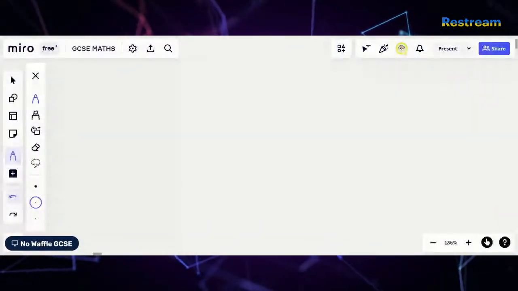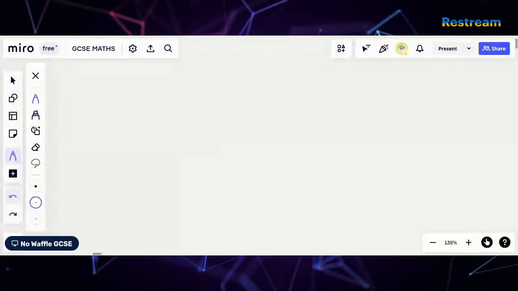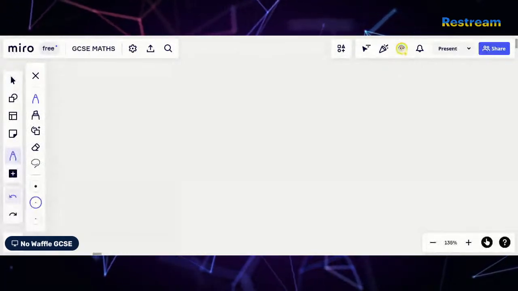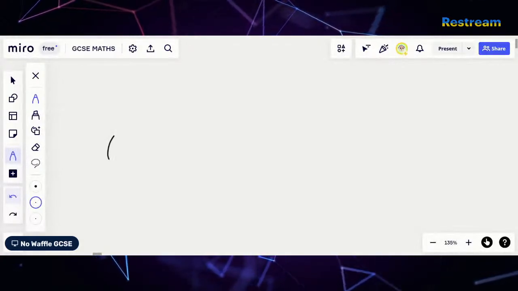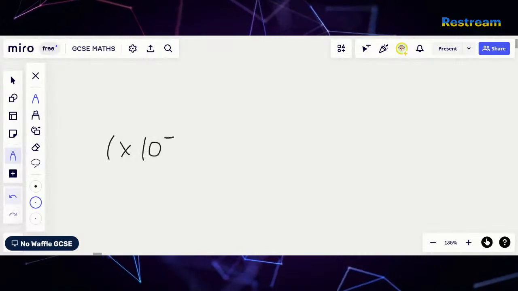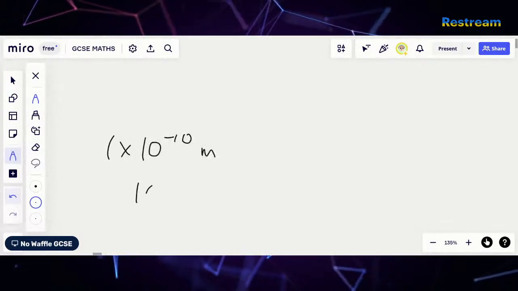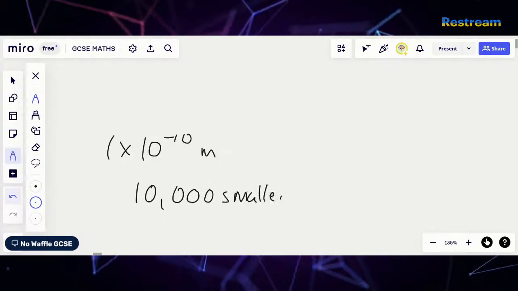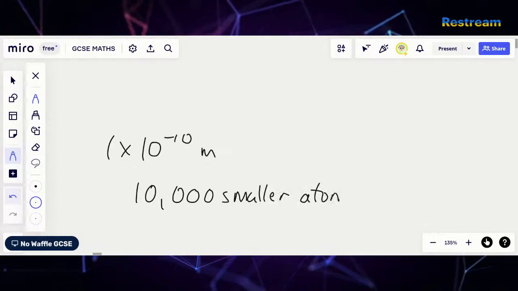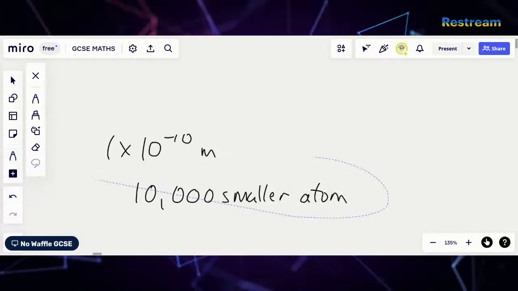Atomic structure. So just some key facts that you may need to know. The radius of an atom is 1 times 10 to the power of minus 10 meters. That's the radius of an atom. But the radius of a nucleus is 10,000 times smaller than that of an atom. What this is just trying to tell you is how small the nucleus actually is in relation to the atom.